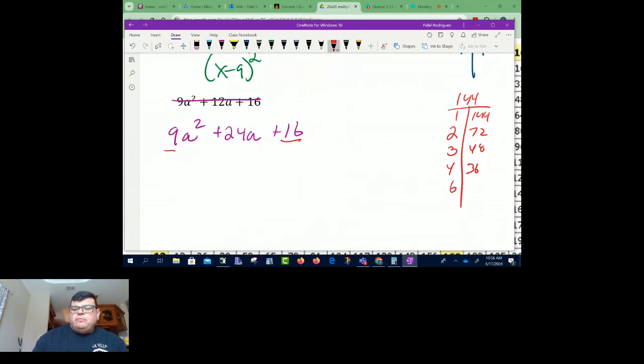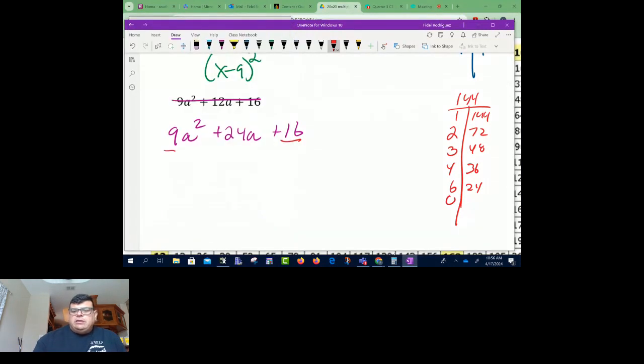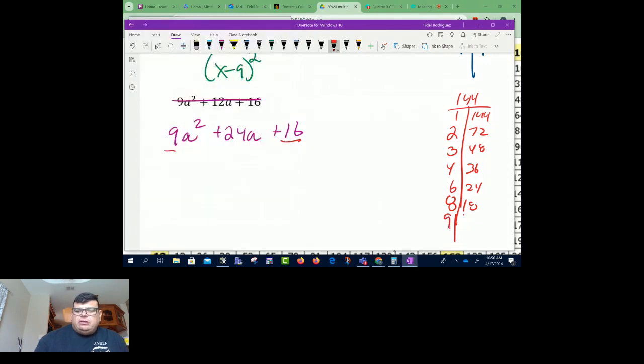5's not going to go in there, but 6 will. 6 and 24. 7, no. 8, probably. Let me see. 144 divided by 8, 18. 8 and 18. 9, yes. 144 divided by 9 is 16. 10, no, but 12 does. 12 and 12. Y'all, those are all the numbers that multiply to 144. Bunch of numbers there, right? Which ones are we looking for? The ones that add up to 24. Boom, there they are, 12 and 12.